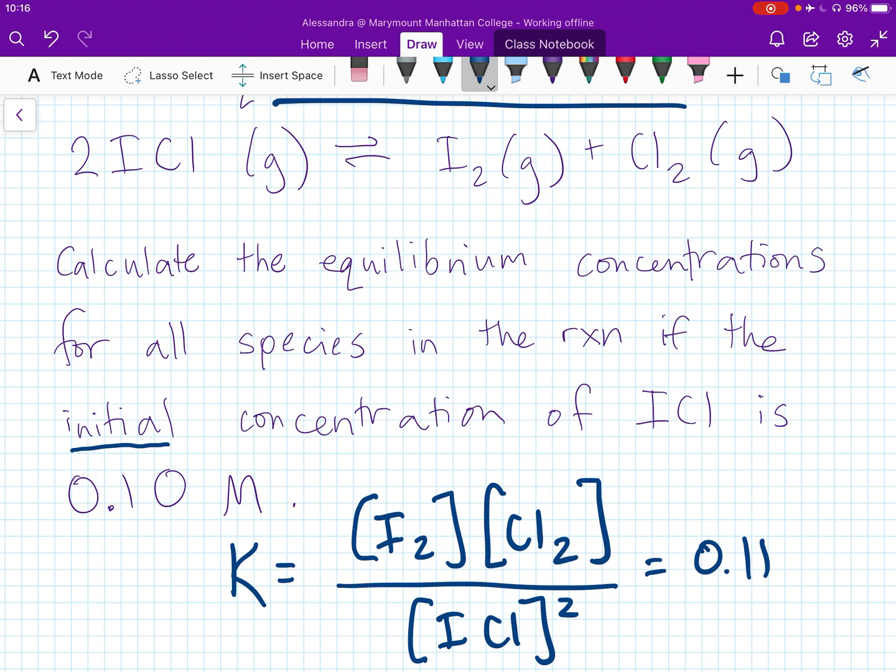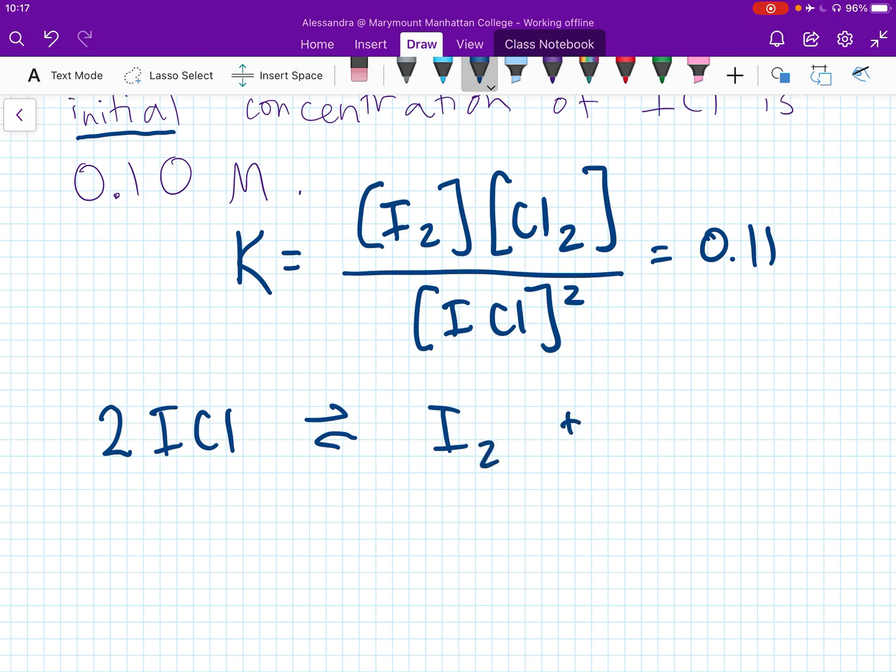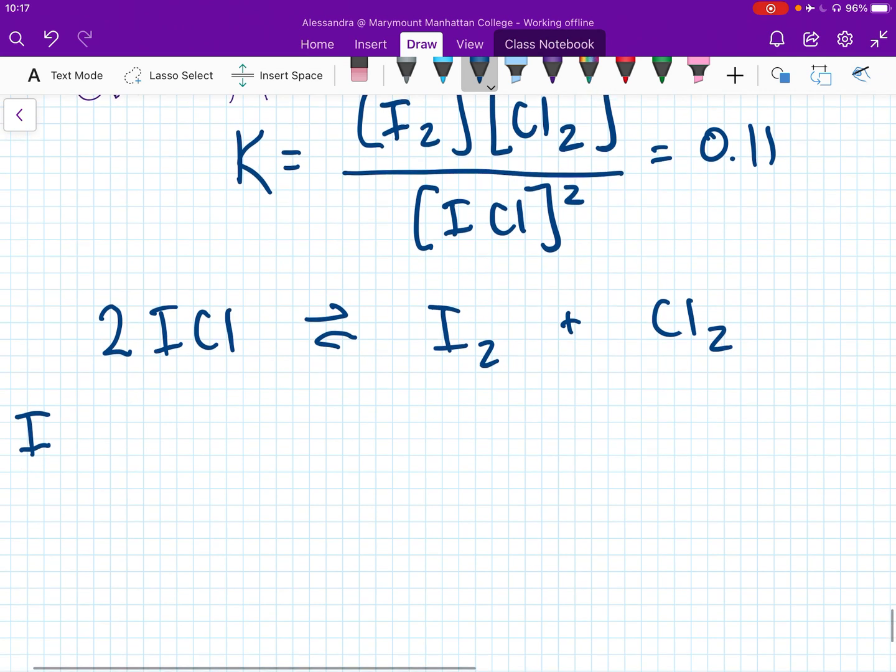Because we are only given an initial concentration here, it's useful to make an ICE chart to systemize our information. So in order to do that, I'm going to recopy the reaction, and underneath it, I'm going to make an ICE chart. 2ICl, I'm just going to leave out the states for simplicity, decomposing to I2 and Cl2. And underneath, I'm going to make rows with initial concentrations, change in concentration, and equilibrium concentrations.